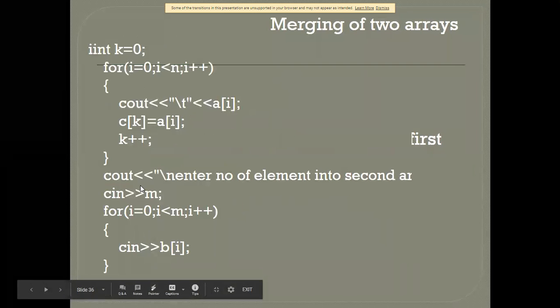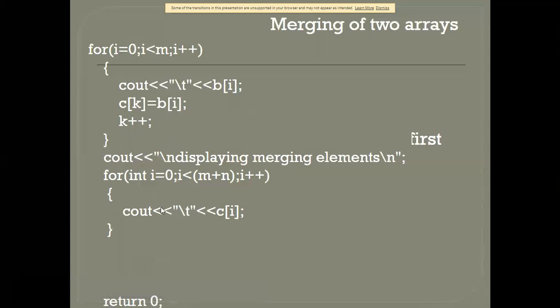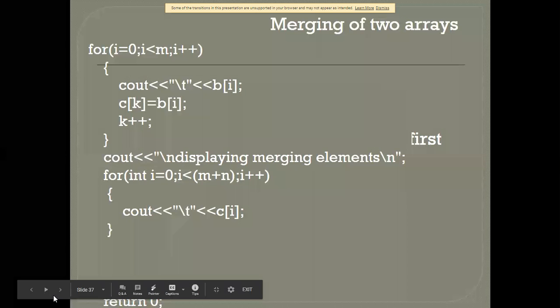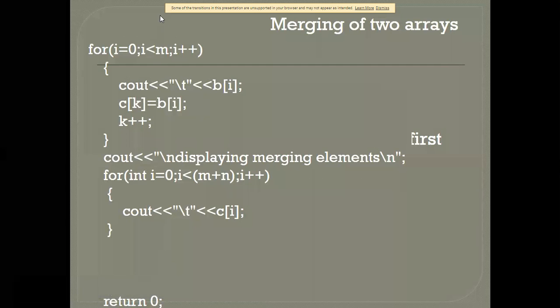Similarly, we have to scan the second array also. Again, we have to scan that element and display it. So how we are going to merge it? Merge करने के लिए क्या करना पड़ेगा? This logic we are going to show now. So concept क्या है आपको समझ में आया?